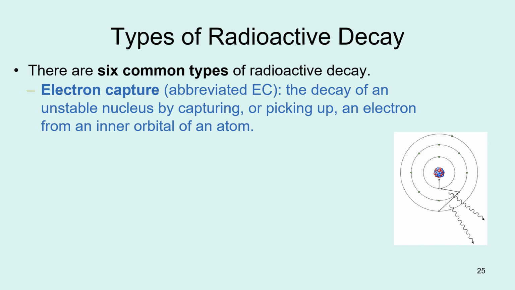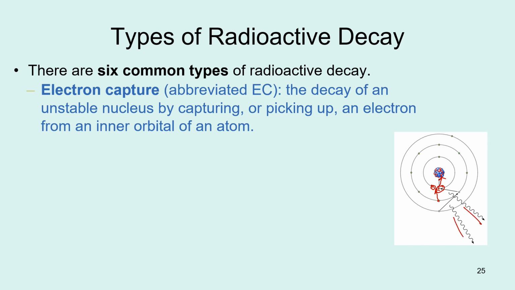It is the decay of a nucleus. A nucleus is unstable, and this one takes an electron from the closest level, grabs it, and pulls it into the nucleus, leaving a little hole right here. Then electrons from higher levels come down because they want to get to lower energy. As they come down, they give off energy.